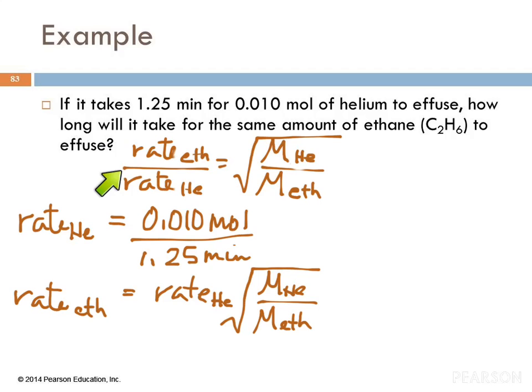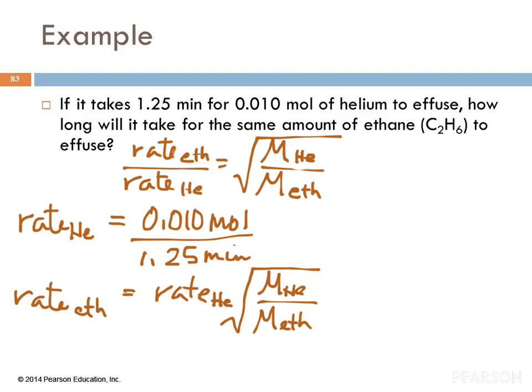I took this equation right here. I multiplied both sides by rate of He. We canceled that on this side, and I moved it to that side. So here we have our rate of He. Let's go ahead and calculate that.